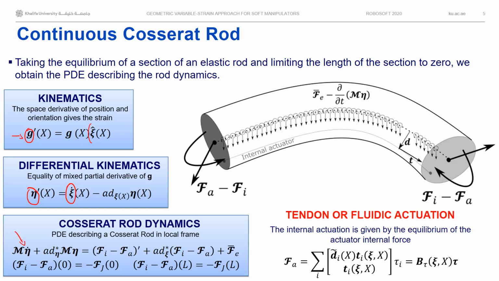Note that the actuation is an internal force whose range can be expressed in this form, where d is the distance of the actuator to the midline, t is the tangent vector to the actuator, and tau is the actuator strength.